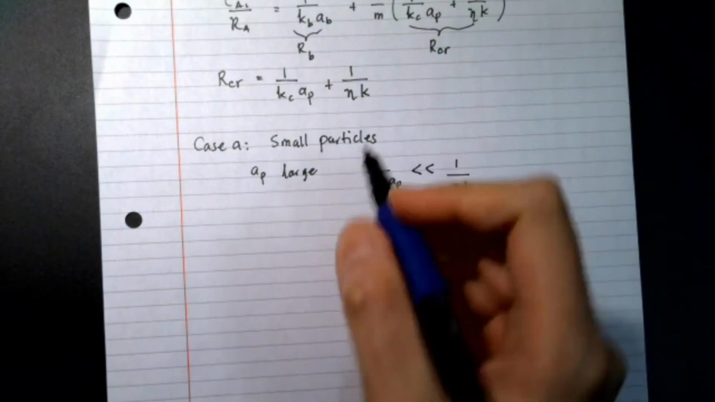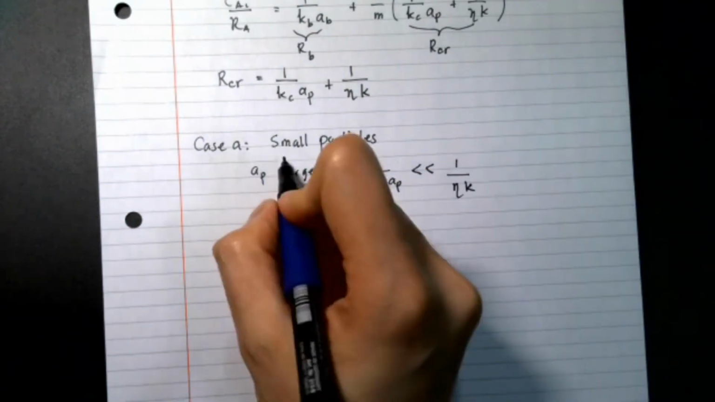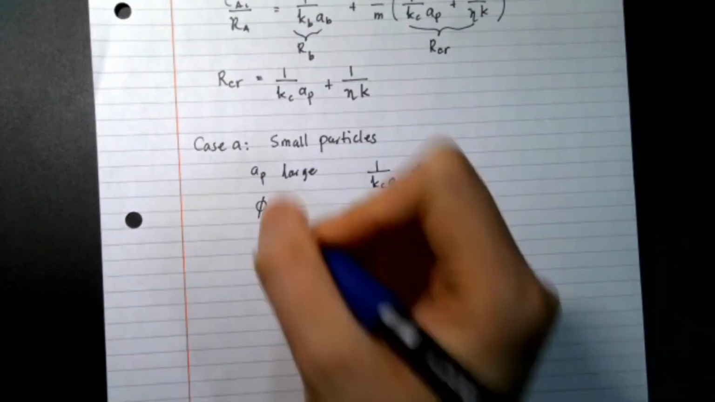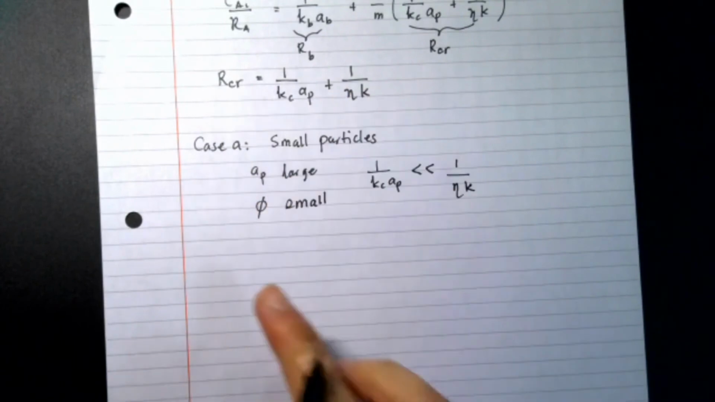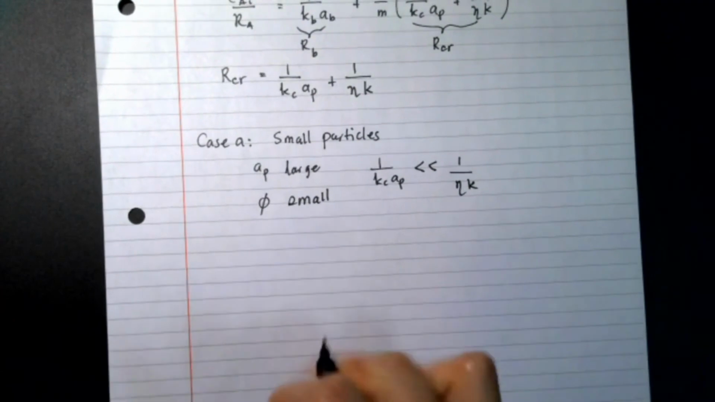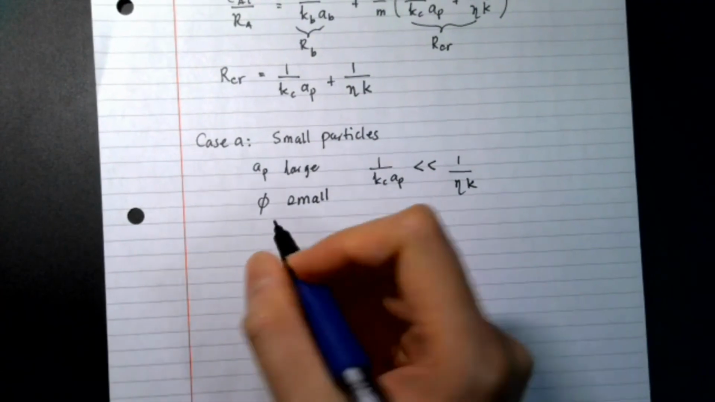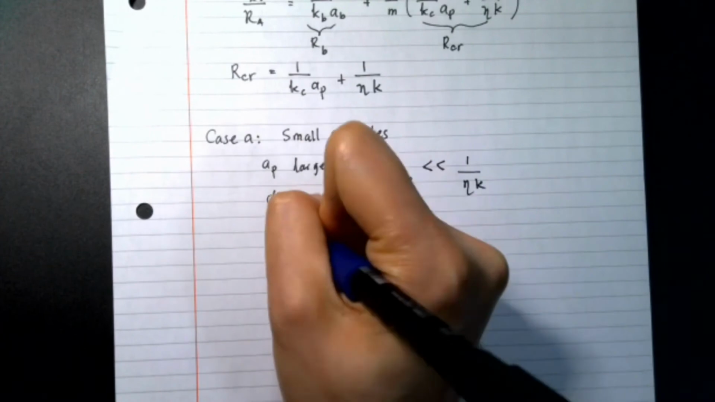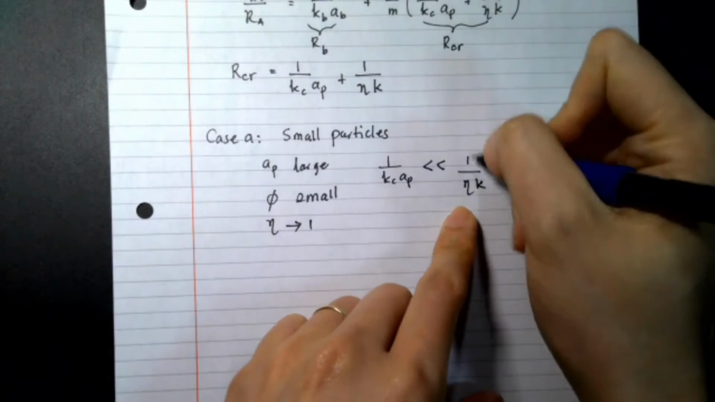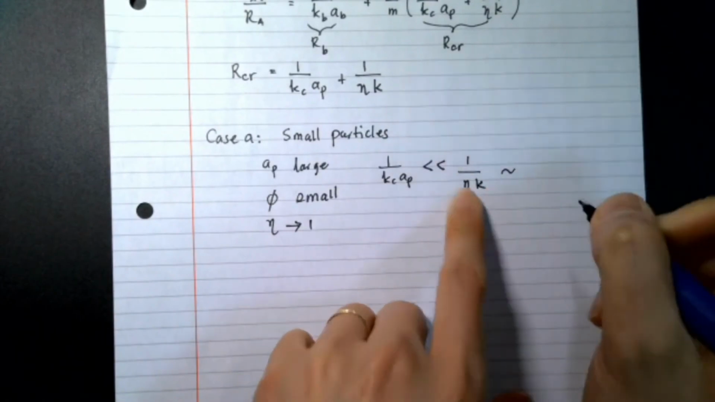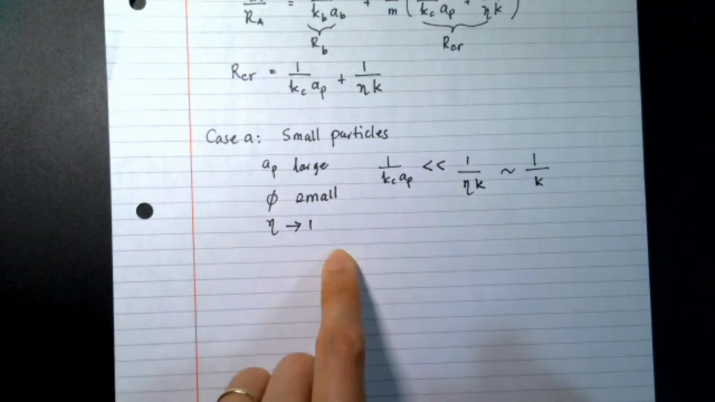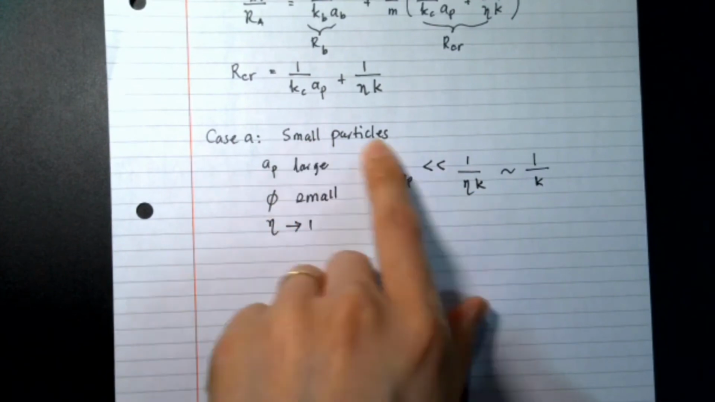Also, at small particle diameter, when your particles are small, the Thiele modulus phi is small. This is from topic 3. And if you remember, if the Thiele modulus is small, the effectiveness factor, eta, tends to 1. Therefore, 1 over eta K is approximately equal to 1 over K, because eta tends to 1 for small Thiele modulus, which is true for small particles.